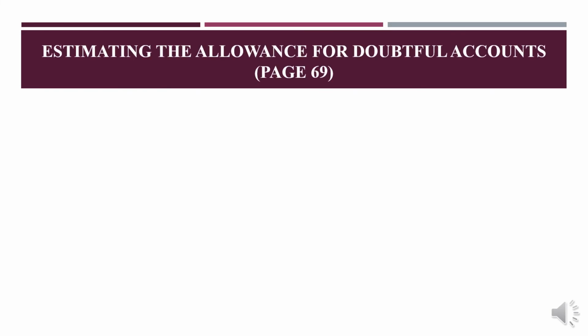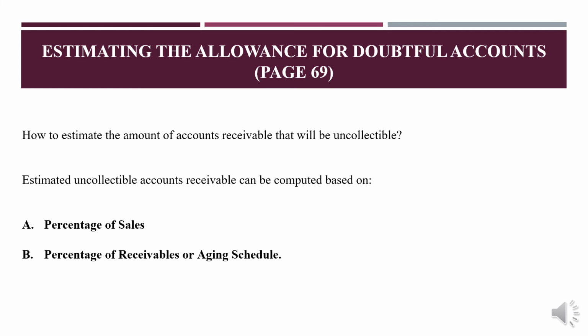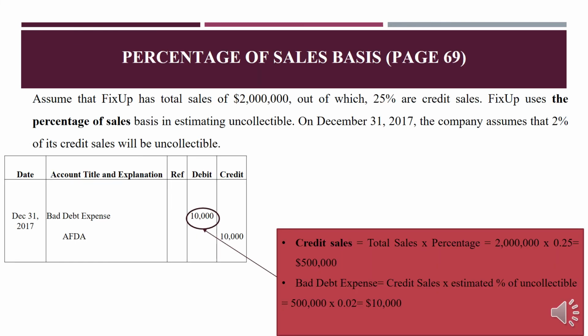Now, how can we estimate the allowance for doubtful accounts? The explanation is found on page 69. How do we estimate the amount of accounts receivable that will be uncollectible? The estimated uncollectible accounts receivable can be computed based on the percentage of sales or the percentage of receivables, which we can also call an aging schedule. Let's start with the percentage of sales basis. It's found on page 69.